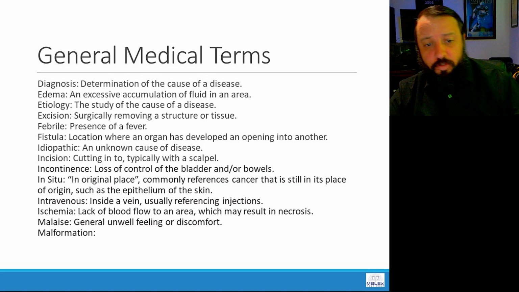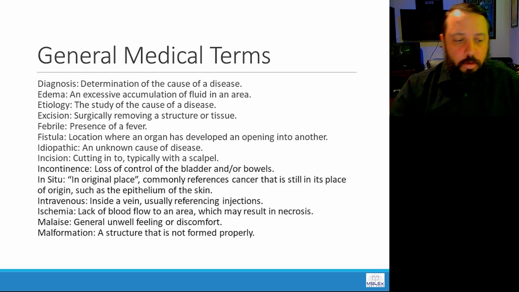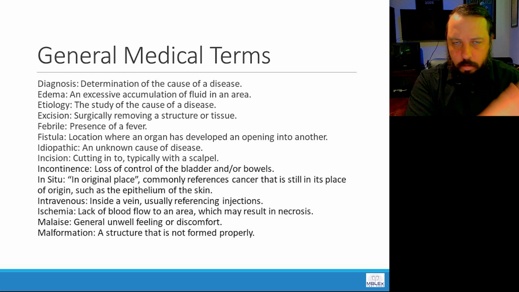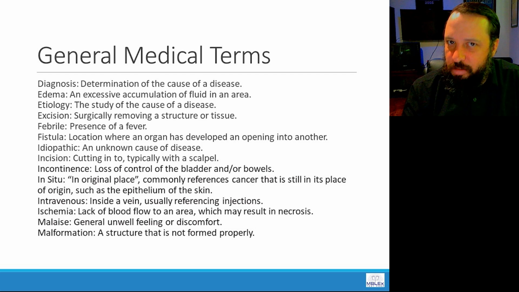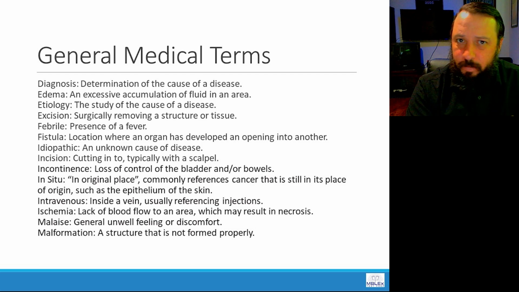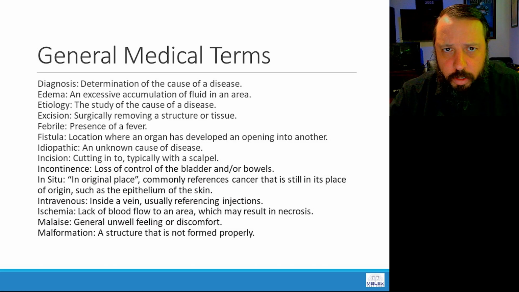Malformation. It's a structure that is not formed properly. So mal means bad. So it's something that is formed badly. It's not formed the way it should be. It's formed badly. Bad formation. Okay. It's just not formed the way it should be.